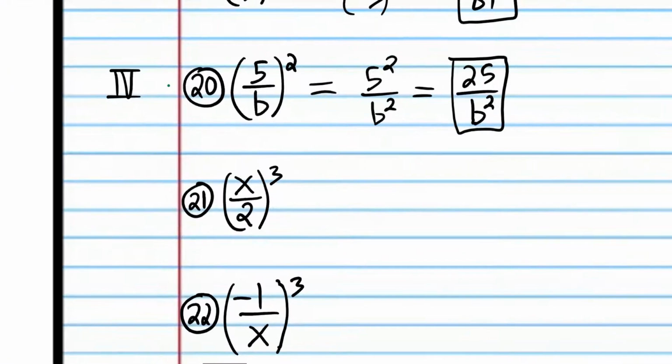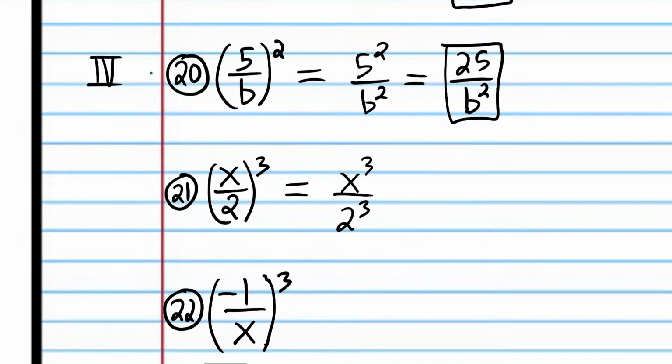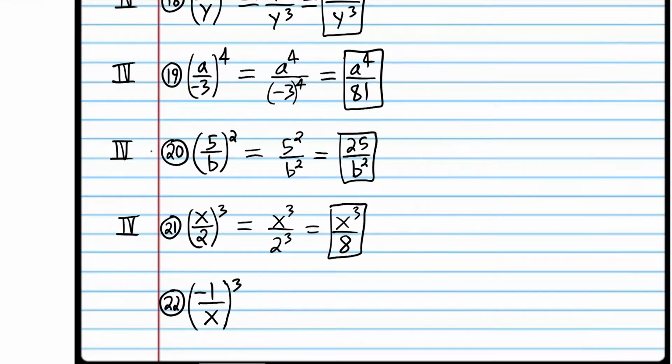All right, we're back. So we have x cubed over 2 cubed, and 2 cubed is 8. And that's it. So that's rule number 4. If you got that answer, good job. Okay, try number 22, and when you come back, we'll do it together.